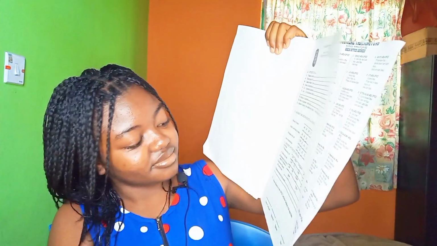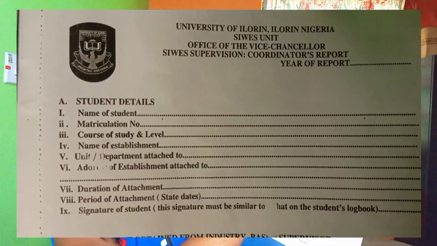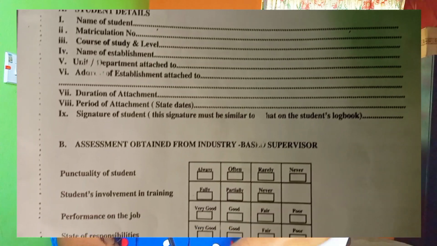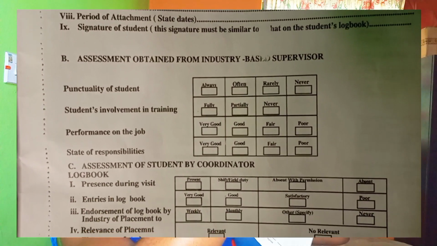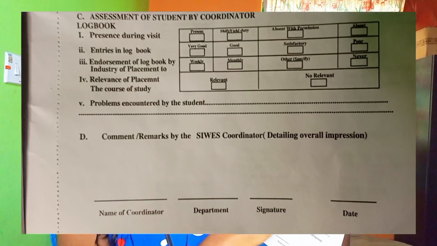This one has no page number, but it's the last part here. This part contains my name, matric number, course, and name of establishment. I fill in everything, and then the assessment is obtained from the industry supervisor and the Siwes coordinator. They'll be required to visit the industry where you do your Siwes or IT.